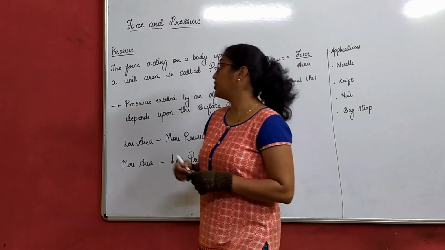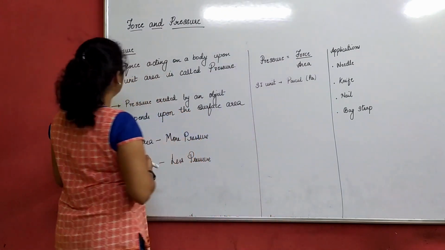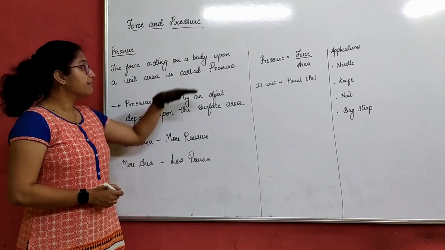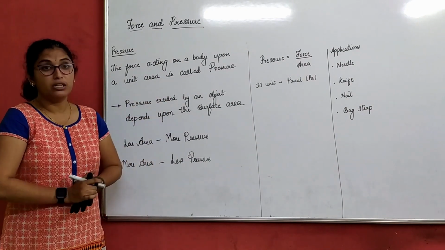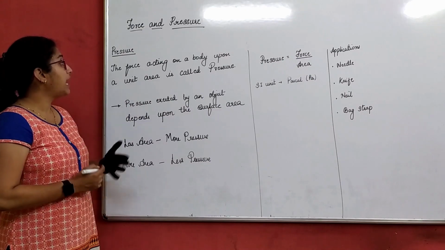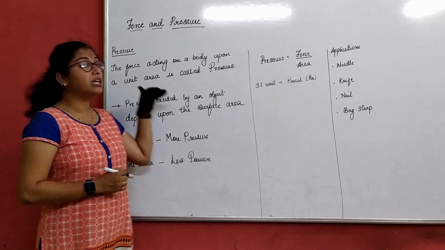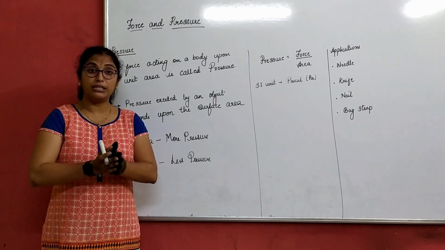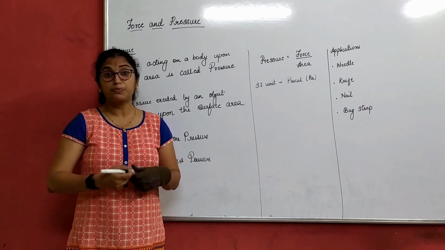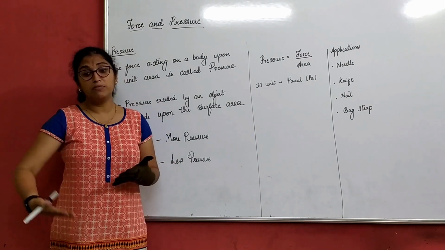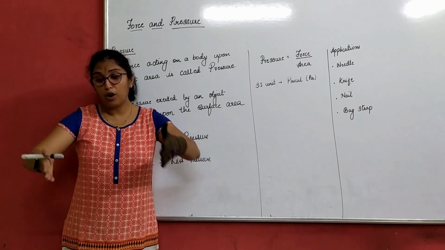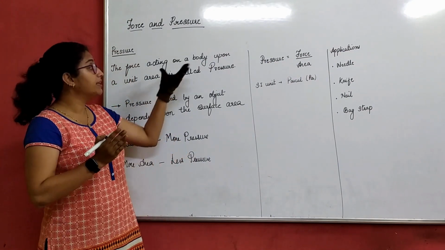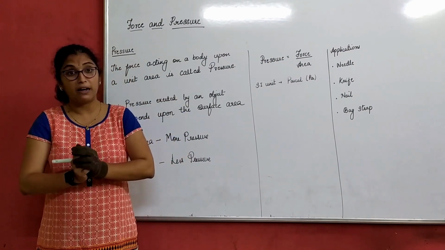So what is pressure? Force acting on a body upon a unit area is called pressure. This is the definition of pressure. What does it mean? Force acting on a body upon a unit area. That means when force is acting on a body on a particular area. Assume that I am walking in a particular space. That means force is acting on a body on a particular area.